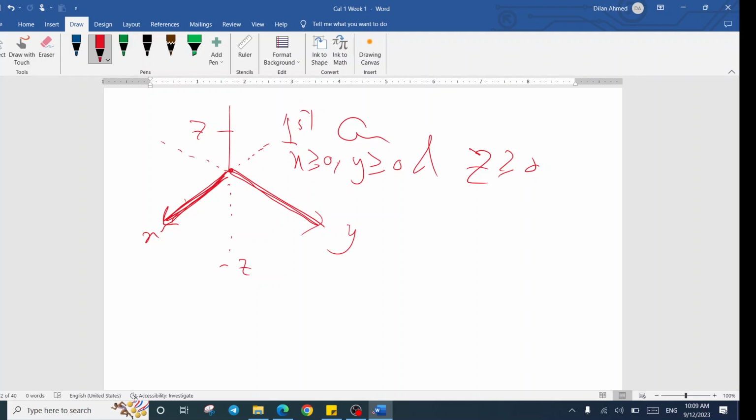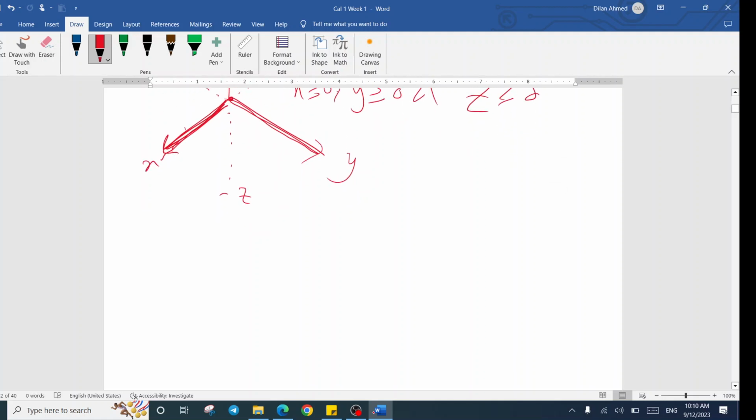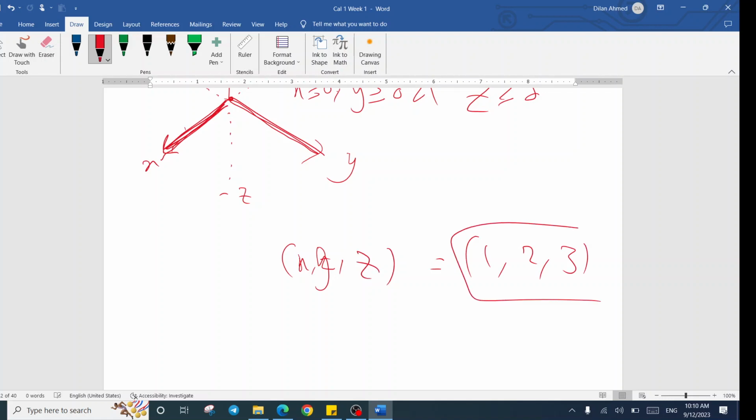Now, how many octants? We have 8 octants. Good. And only one of them has got a name. We don't have a second octant. We just have a first octant. When I say first octant, in your mind, x and y and z are all positive, like this number. This is only one point in three dimensions. Okay, dear?